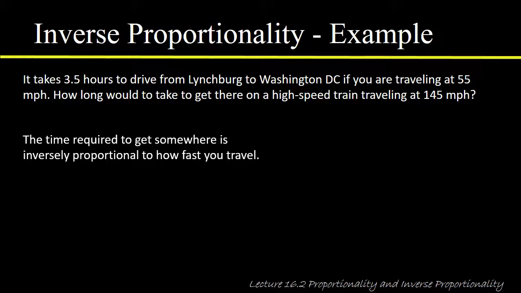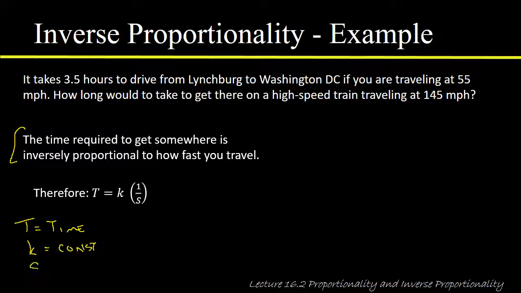So the time required to get somewhere is inversely proportional to the speed of travel. And if time is inversely proportional to speed, then we can write an equation that looks like this, where t is time, k is a constant, and s is speed.